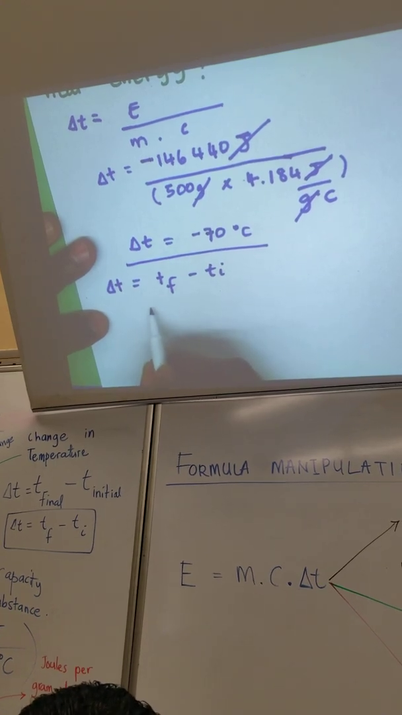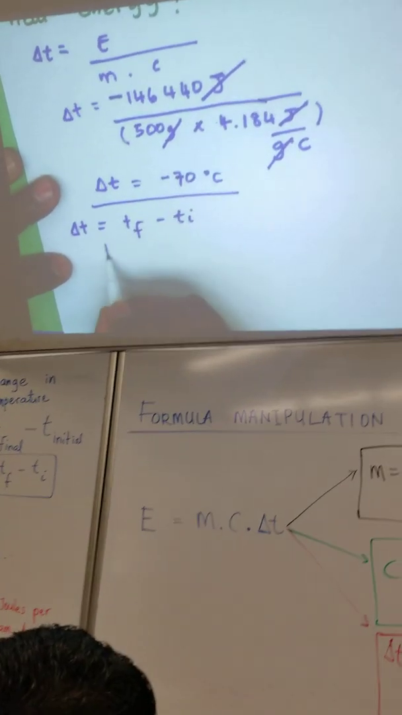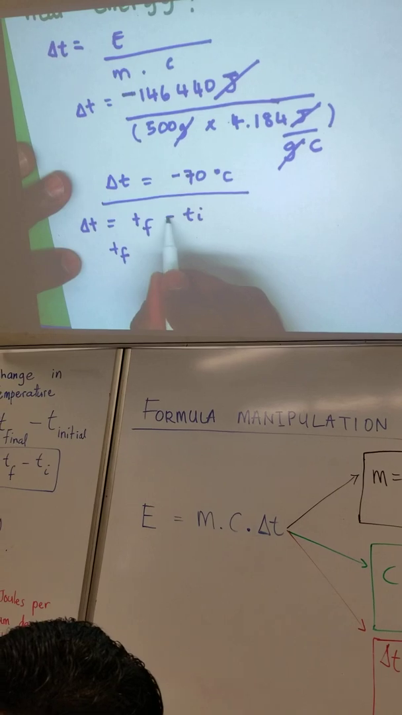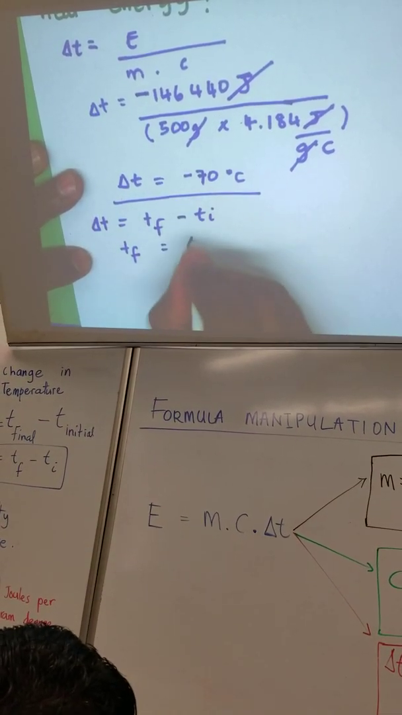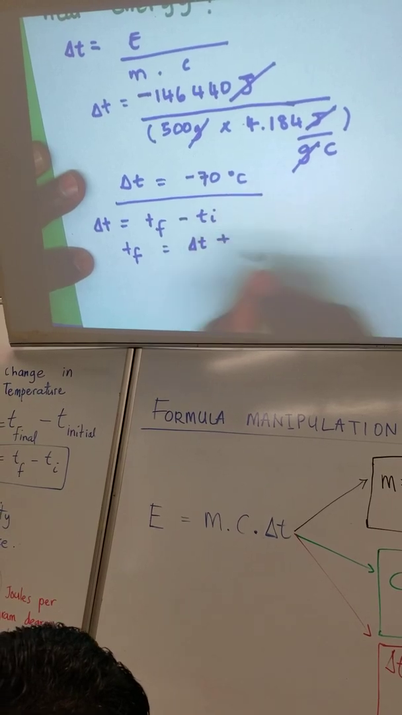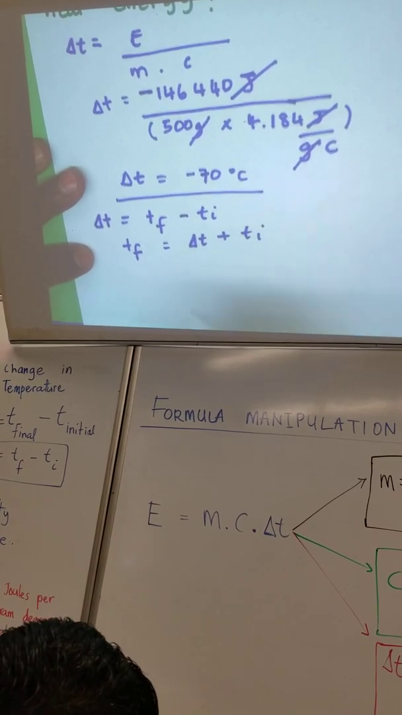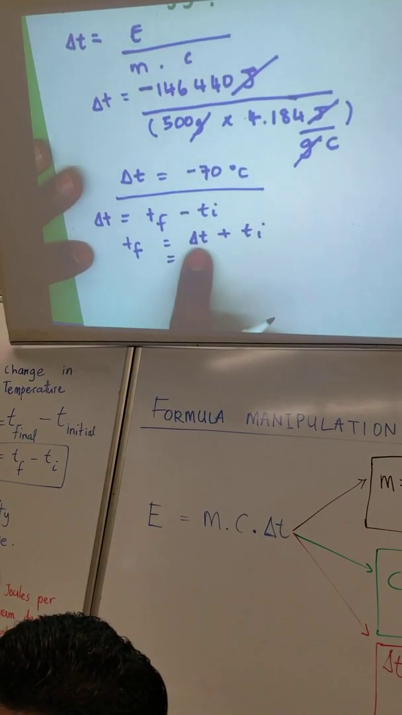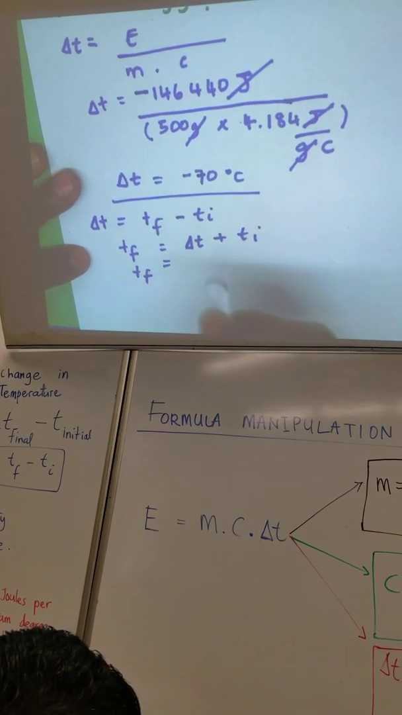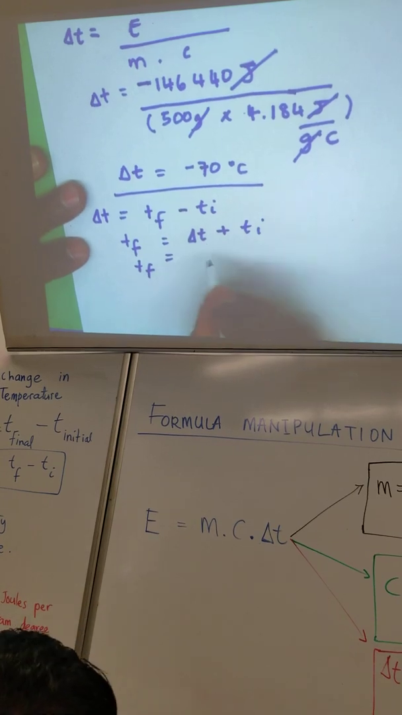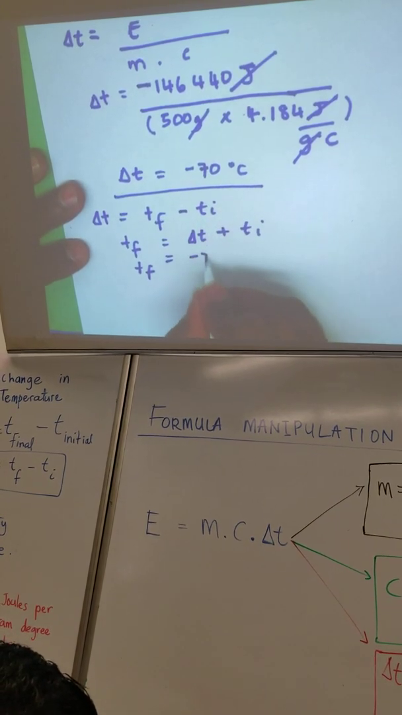So delta T is negative 70. We'll make TF the subject of the formula. TI will go on the other side and become plus. So it is going to be delta T plus TI. So final temperature is change in temperature plus the initial temperature. So temperature final would then be change in temperature, a negative 70.